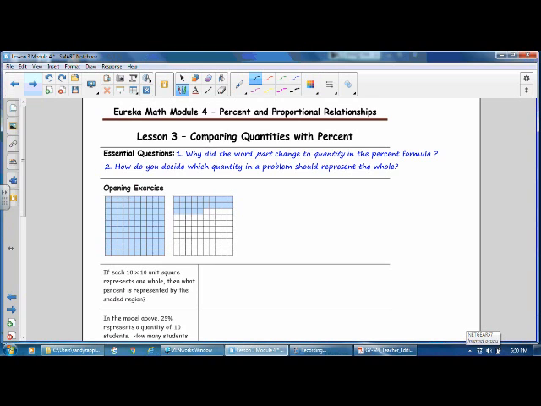Number 1, why did the word part change to quantity in the percent formula? And number 2, how did you decide which quantity in a problem should represent the whole?